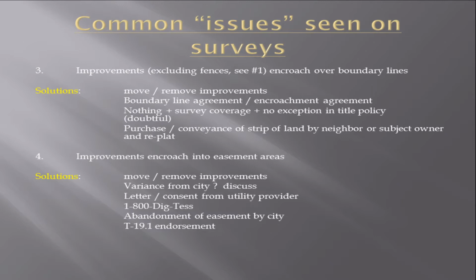Improvements encroach into easement areas. Okay, we see this all the time, pools and houses that go into utility easements. You could obviously remove the improvements. You could get a variance letter from the city. Again, I'm seeing that less and less, but that may be some solution, although when we talk about easements, we're talking about utilities. Some utilities are from the city, classically water and sewer, but the city can't grant a variance, for example, for an easement to Encore. They don't have the right to do that. So you've got to go to Encore to see if they're okay with it.